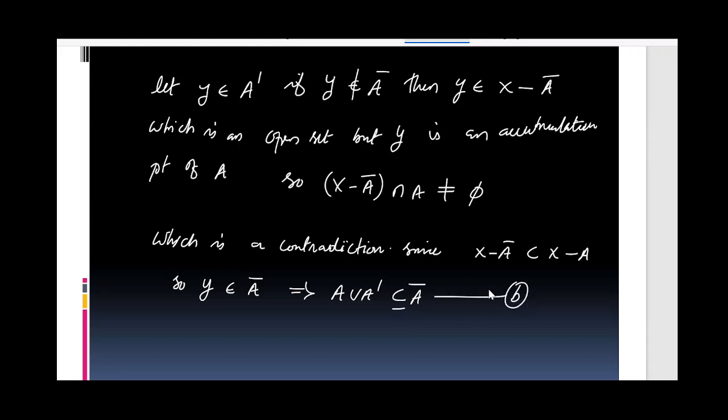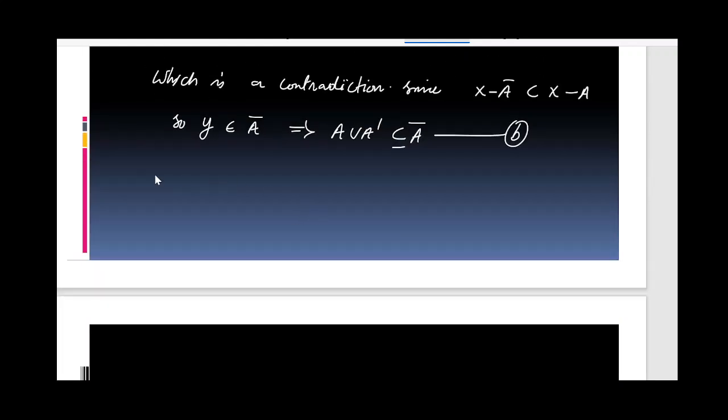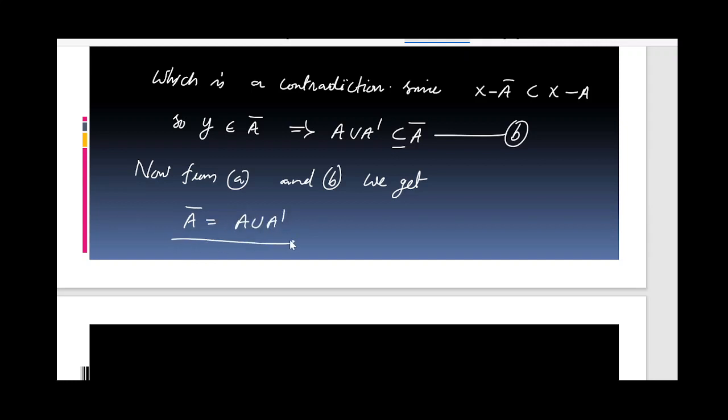Now from A and B, the result follows. From A and B, we get A closure is equal to A union A dash. Okay, so we have proved the theorem.